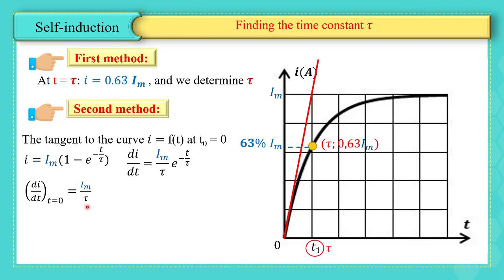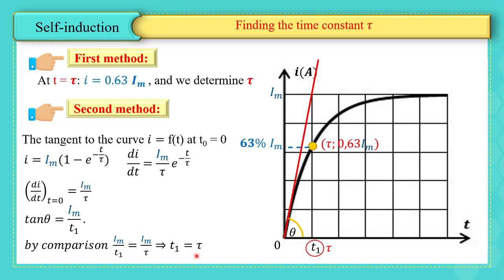Now this line, according to the graph, in order to calculate its slope, we can say that the tangent of this angle is equal to the slope of this line, and it will be equal to the opposite over the adjacent. The opposite is I maximum and the adjacent is T1. Now by comparing di over dt at t equals 0 and tangent theta, we will have I maximum over T1 equal to I maximum over tau, so T1 represents the value of tau.